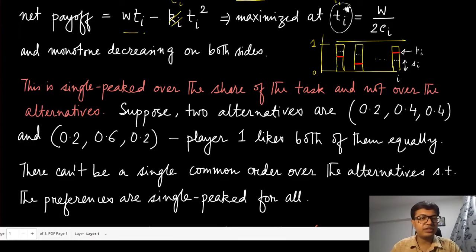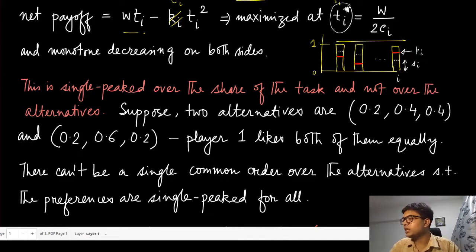Alright, even though this is single peaked, it is not exactly single peaked with respect to the definition that we have used in the previous module. There, single peakedness meant that if you can order all the alternatives, it was single peaked with respect to that order. Here it is single peaked, but it is on the share of the task for each of these players. So how can we actually distinguish? Let's look at this example.